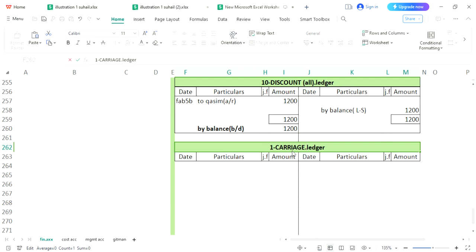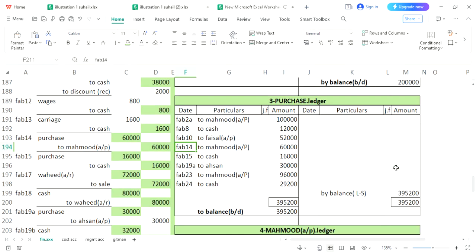If it is present on the debit side, we will be putting the same amount on the debit side of carriage's ledger, and if carriage is present on the credit side of the journal, we will choose the credit side of the ledger as well. Let's go to the journal entry and see if carriage is present anywhere.